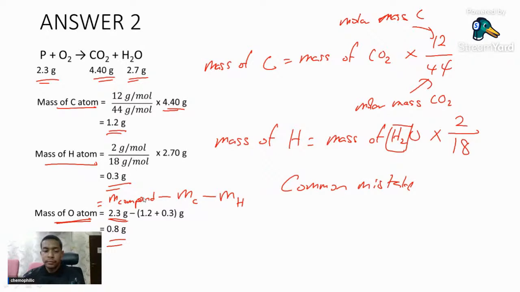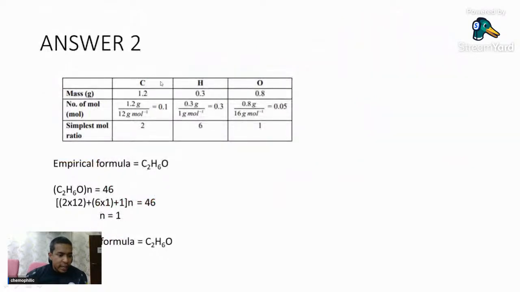All right, so now we already know the mass of carbon, hydrogen, and also oxygen atoms. So what's next is we do the table. As you can see, we know the mass of carbon is 1.2, hydrogen 0.3, O is 0.8, and the mass is in gram. Okay, the number of moles, how to find it? The formula will be mass over molar mass. So this is the molar mass for carbon, 12. This is molar mass of hydrogen, 1, and then molar mass of oxygen is 16.